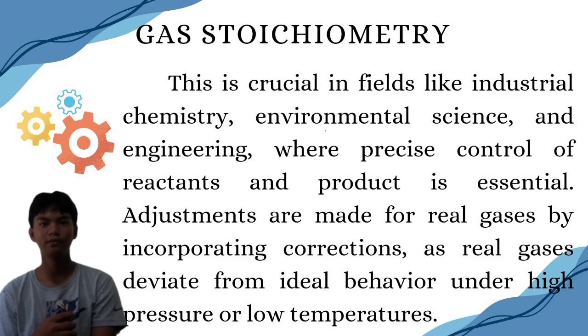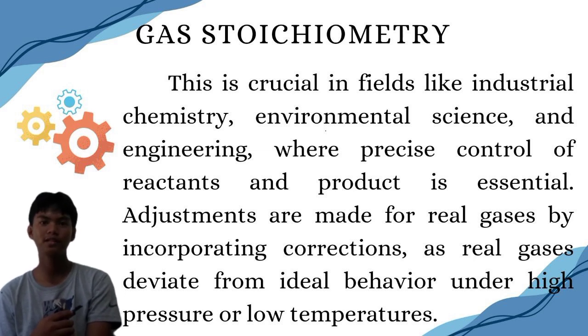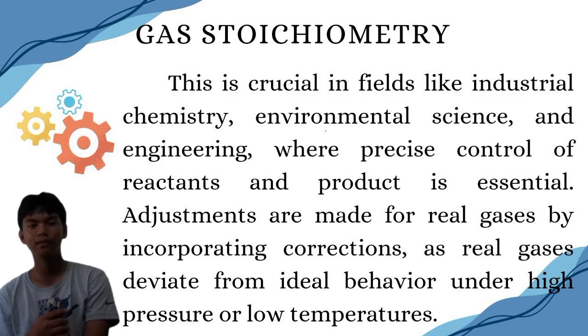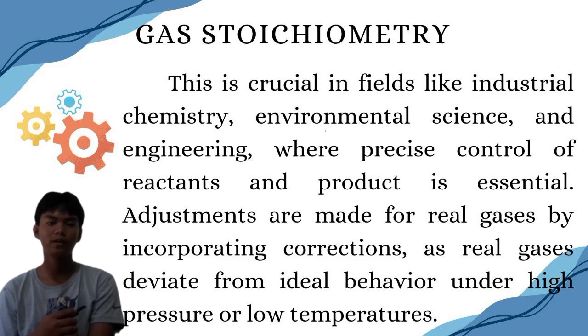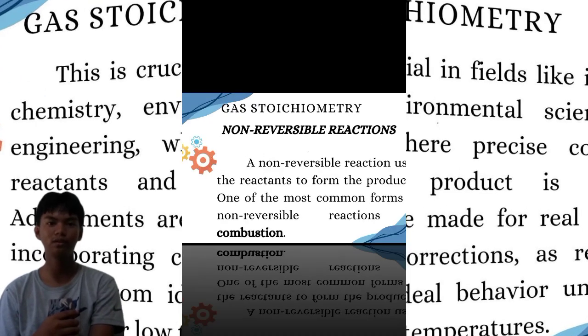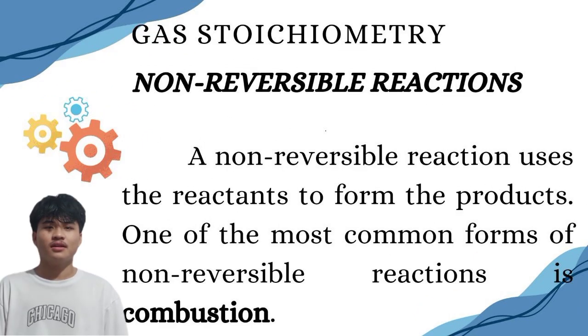Similarly, the amount of reactants required to produce a specific gas volume can also be determined. This is crucial in fields like industrial chemistry, environmental science, and engineering, where precise control of reactants and products is essential. Adjustments are made for real gases by incorporating corrections, as real gases deviate from ideal behavior under high pressures or low temperatures. A non-reversible reaction uses the reactants to form the products. One of the most common forms of non-reversible reaction is combustion. To understand how the ideal gas law applies to reactions, we shall use a non-reversible reaction as an example.